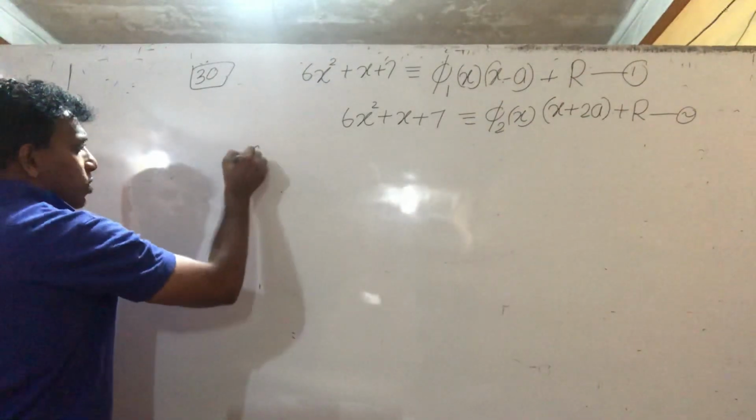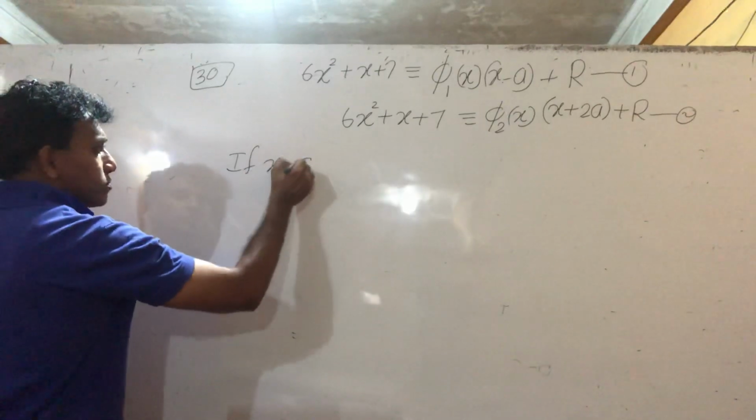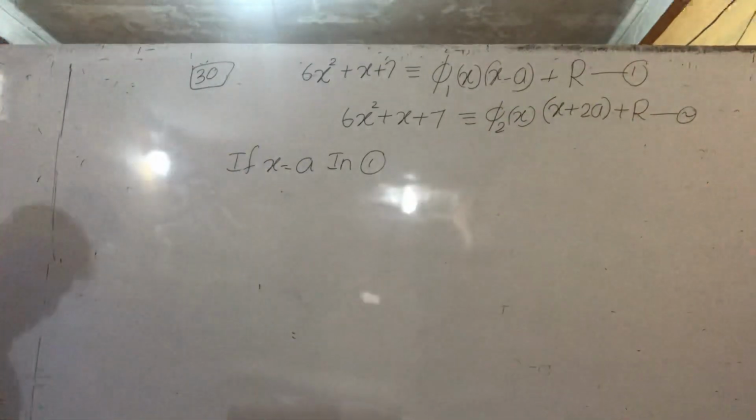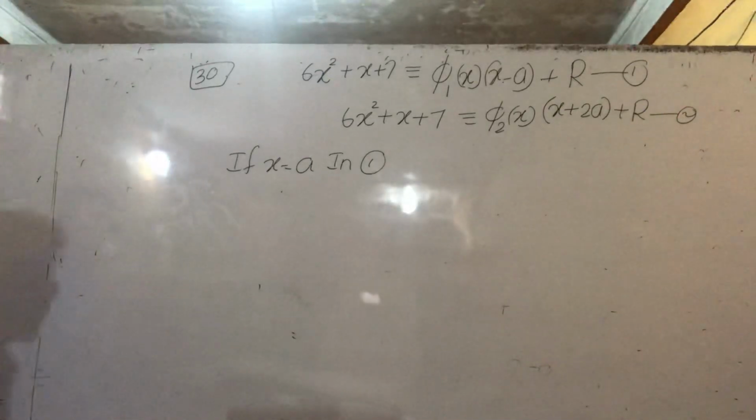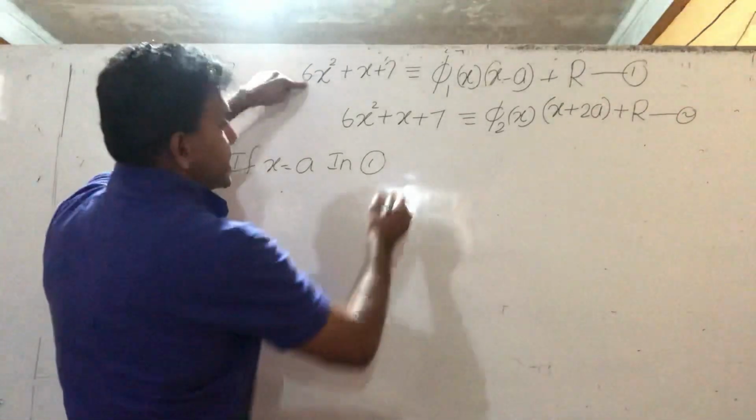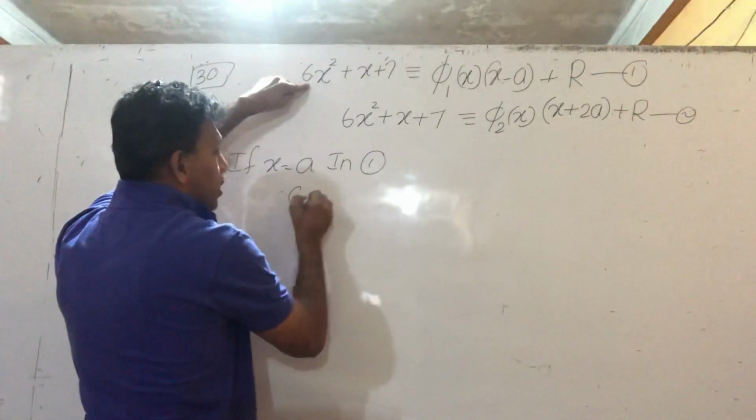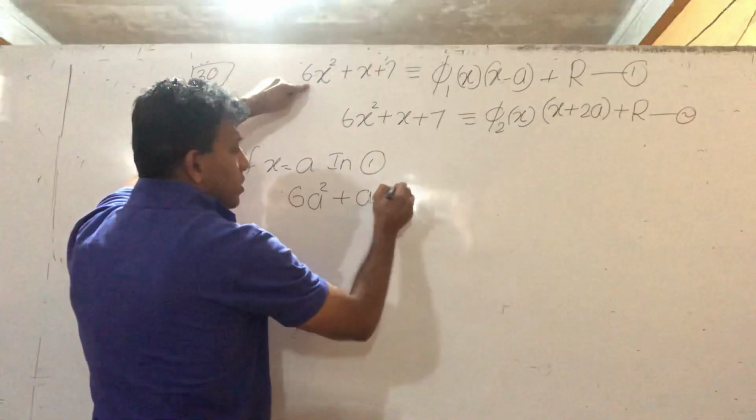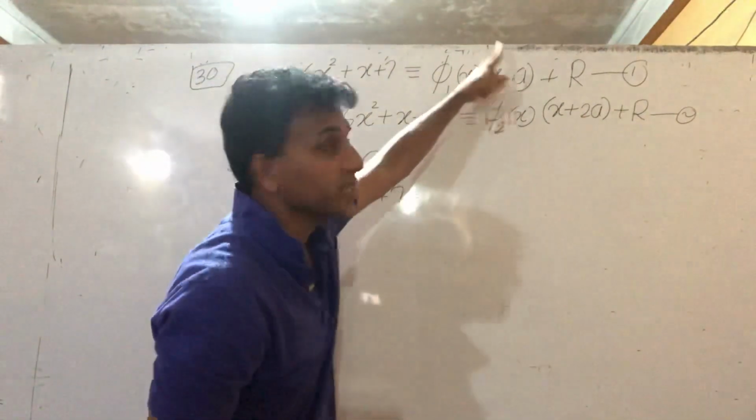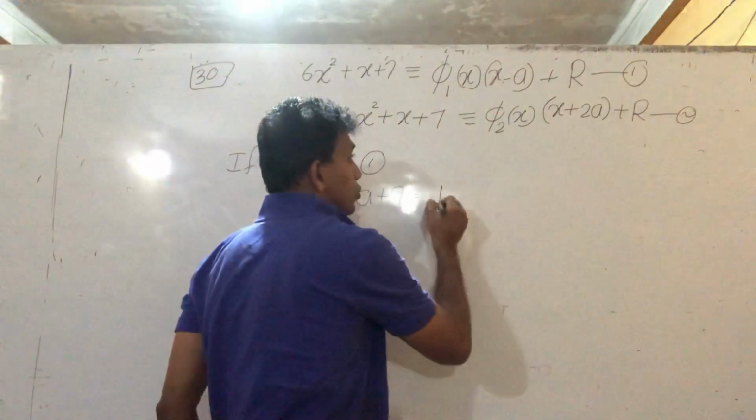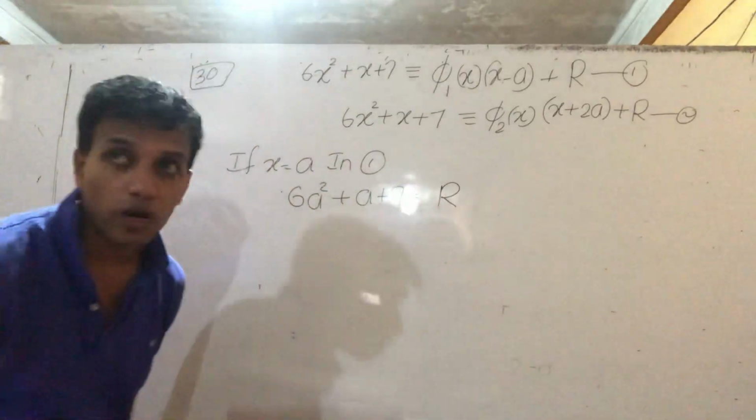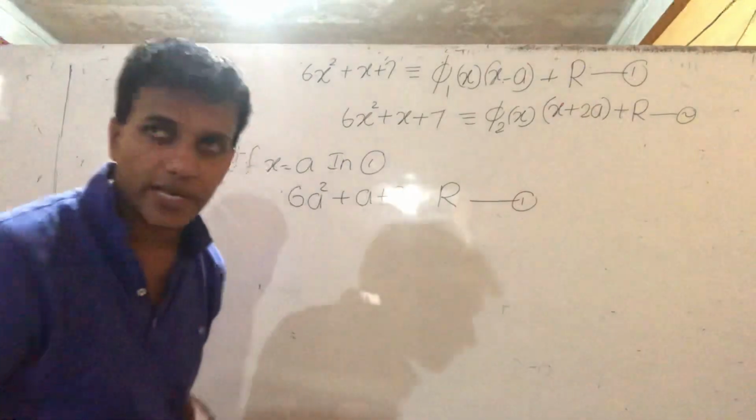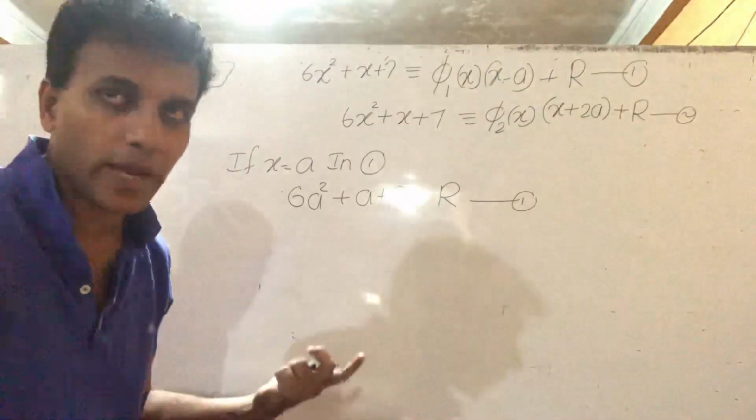If x equals a in the first equation, put x for a, what happened? 6a square plus a plus 7, this part is 0, equal to R. I say once again, equation number 1, or you can write 3, no matter.